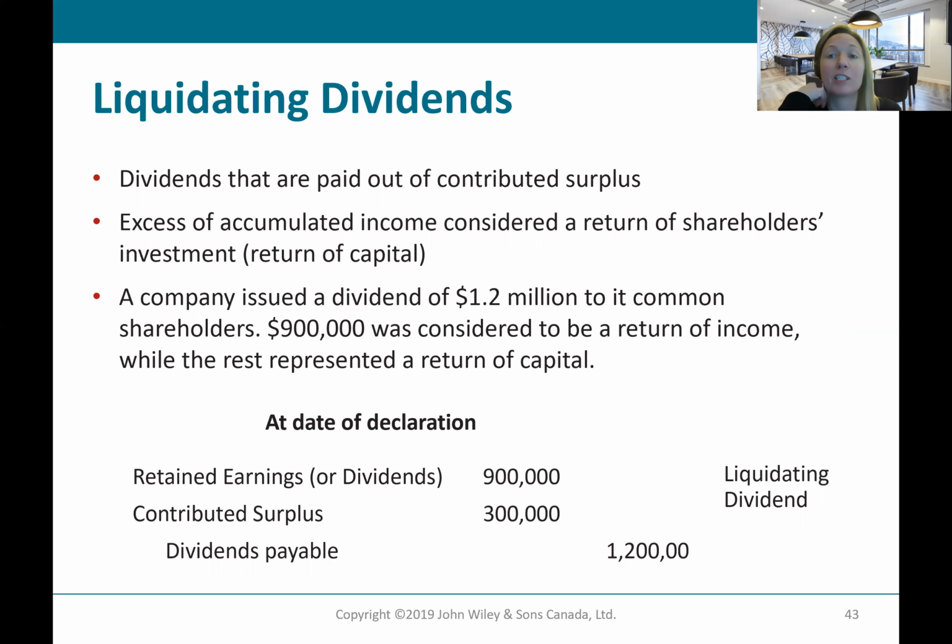And so dividends can also be paid out of contributed surplus, but this means that the company is returning the shareholders' investment. So this is a return of capital. This is the second type of a dividend.